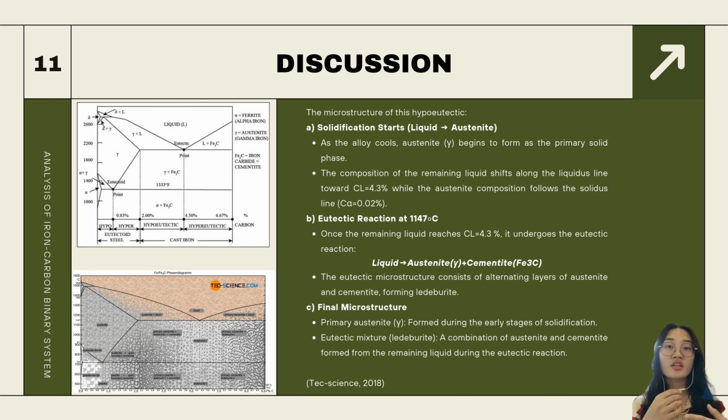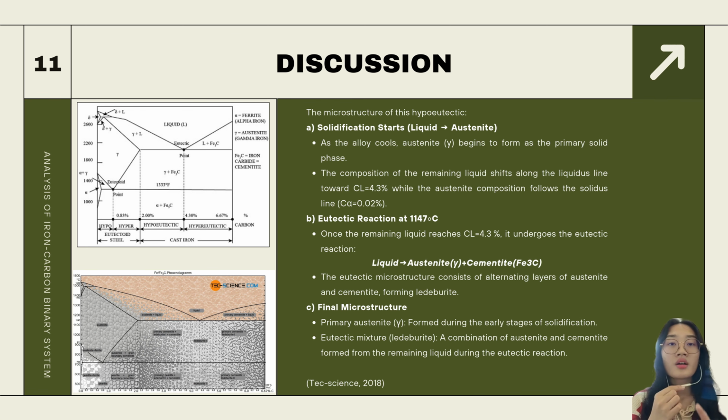The first one is solidification. The process begins as the alloy cools. Austenite starts to form as the primary solid phase from the liquid. During this stage, the composition of the remaining liquid shifts along the liquidus line, approaching the eutectic composition of the liquid, which is 4.3% carbon. At the same time, the composition of the solidifying austenite follows the solidus line, starting with the composition of the solidus, which is 0.02% of carbon. This marks the beginning of the microstructure's development.